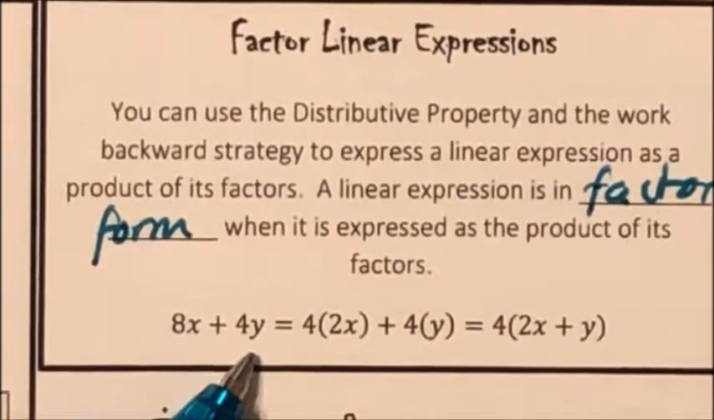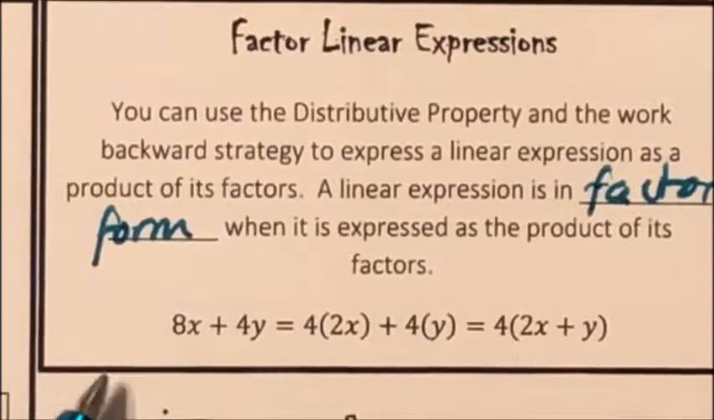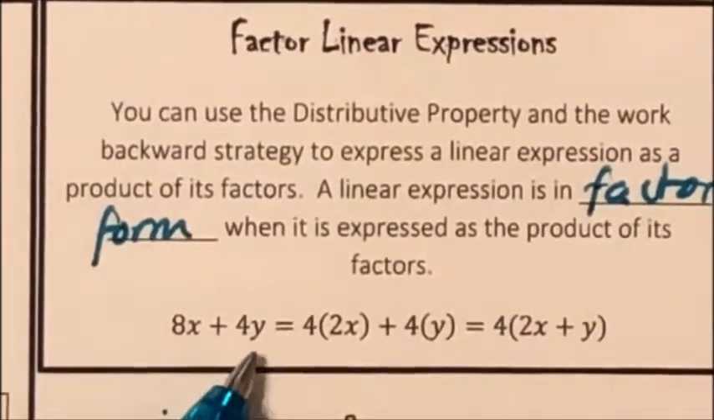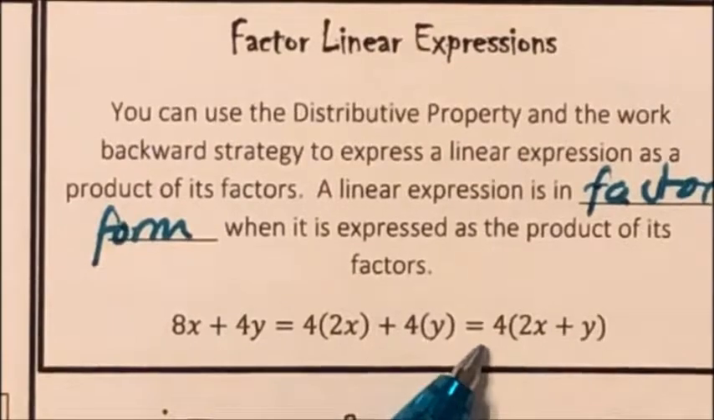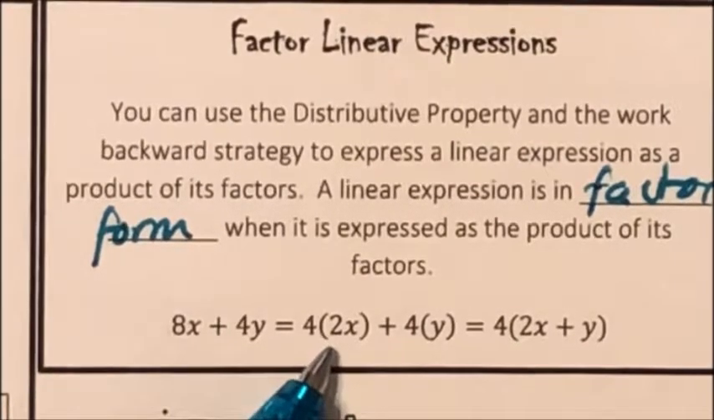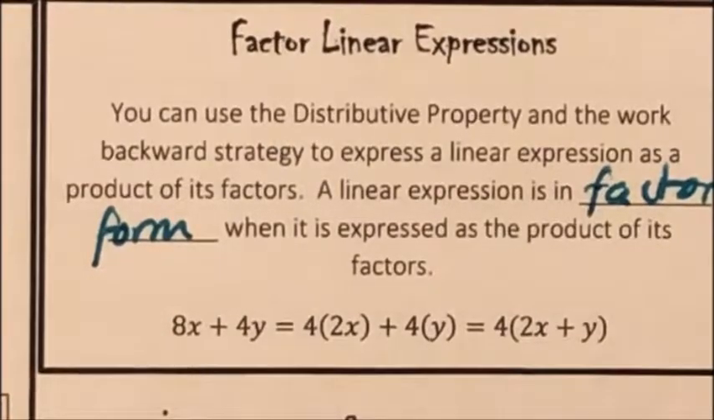So I have 8x plus 4y, okay? And each of those numbers, I can take something out. I can take 4 out of 8x, and I can take 4 out of 4y. That's the GCF, that's the thing that they have in common. So when I do that, I put 4 on the outside, and I'm left with what's on the inside of my parentheses, 2x plus y. Okay. So let's take a look at an example of this.